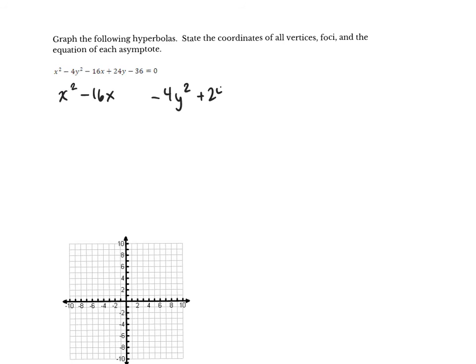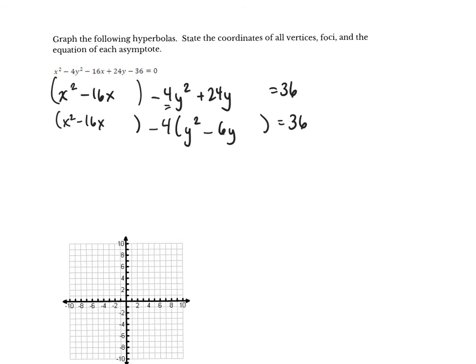But remember, just like we've done a bunch of times before, and I'll move the 36 over here, we have to make sure that the first term is a 1. So for the x's, we're golden. So it's x squared minus 16x, no problem. But for the y's, you notice there's a negative 4 out in front of it. So I'll have to factor out a negative 4. So that'll make that y squared minus 6y equals 36.